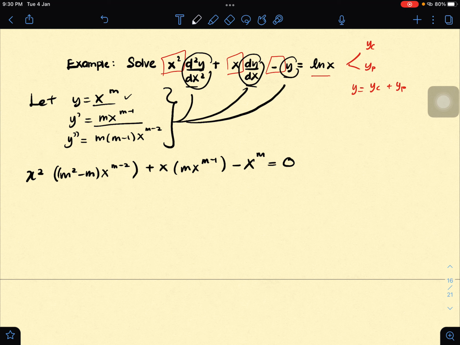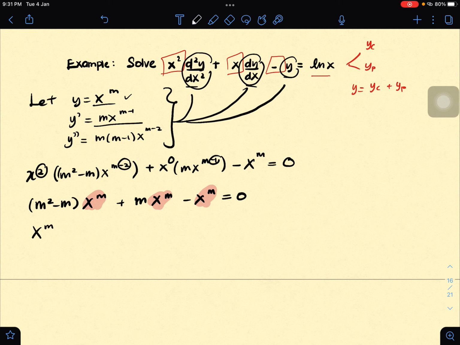Okay, and expanding this equation, what you will have is m squared minus m times x to the power of m, because 2 minus 2 is 0. And then you have plus m x to the power of m, because 1 minus 1 is equal to 0, and you have minus x to the power of m is equal to 0. You can factor out the x to the power of m because all your terms here have x to the power of m.